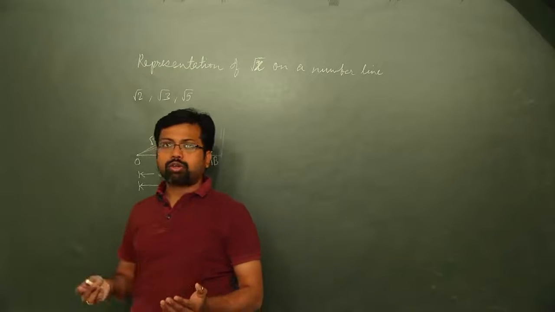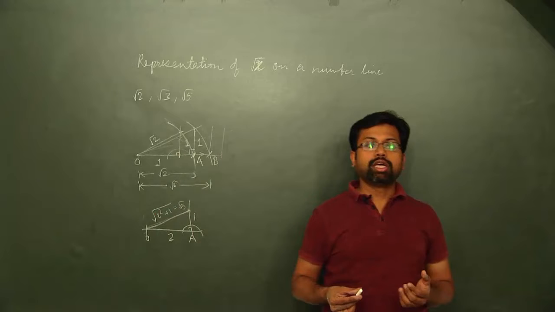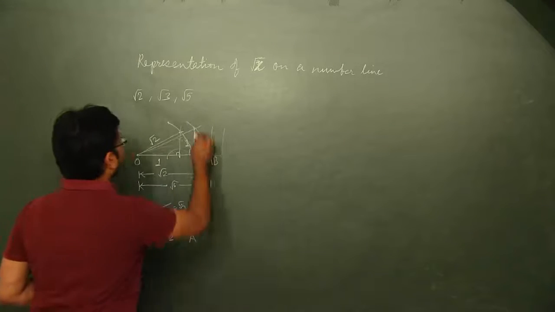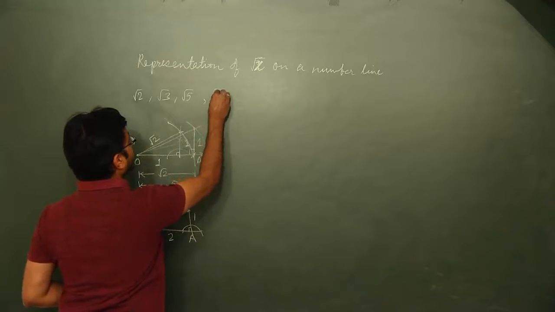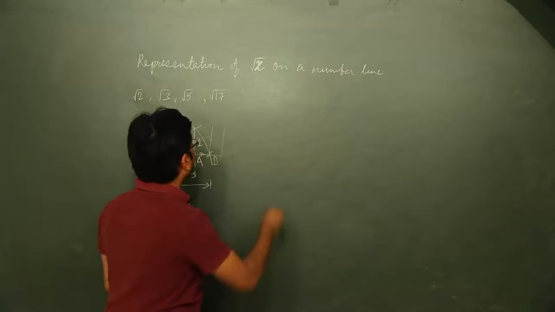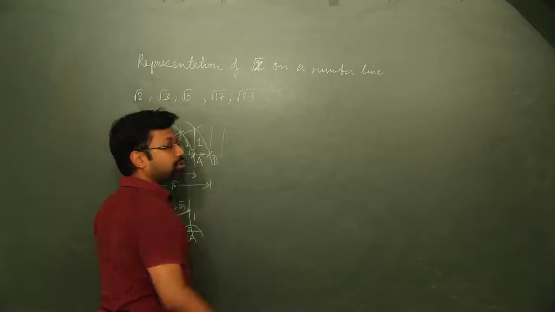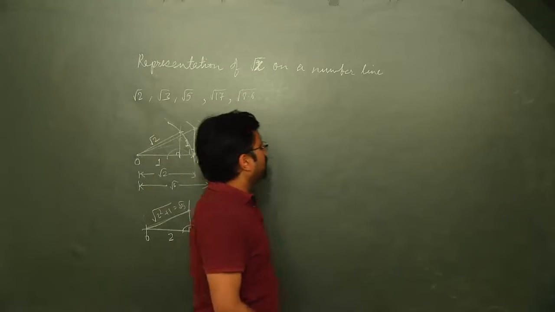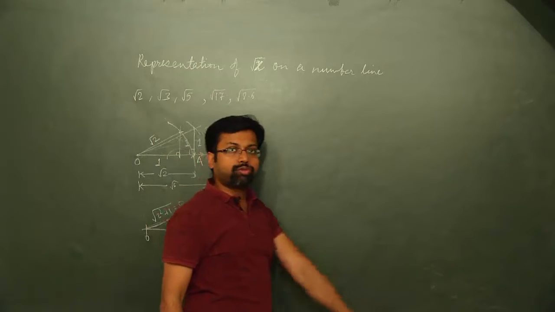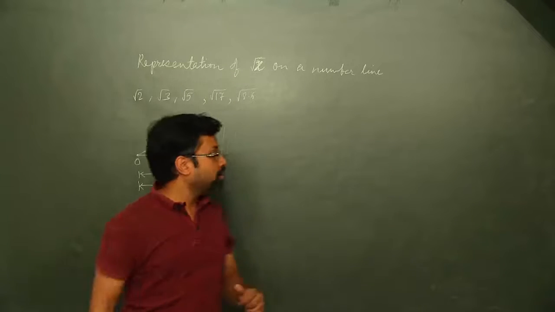But the problem is not when you are marking numbers like root 2, root 3 or root 5. The problem comes when you are asked to mark a point root 17. If you have to find the point root 17, or worse still, if you have to point out root 8.6, how are you going to do that? Then you have a general method that you use to represent a number of the form root x on a number line, which is very beneficial. Let's see what it is.